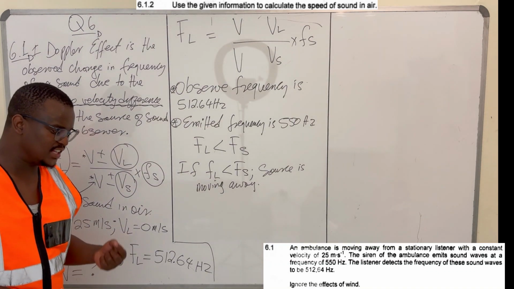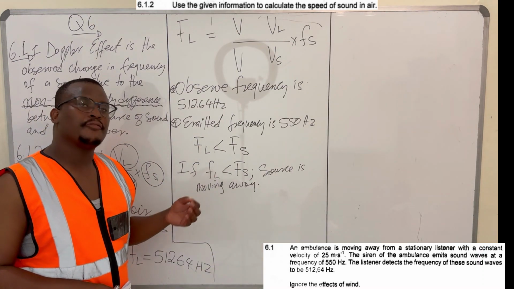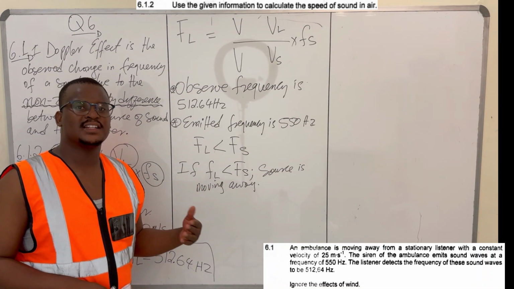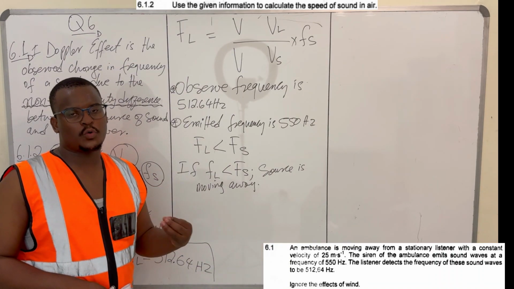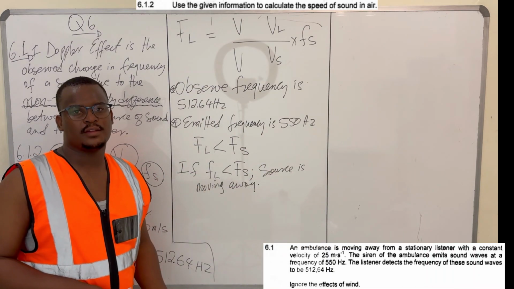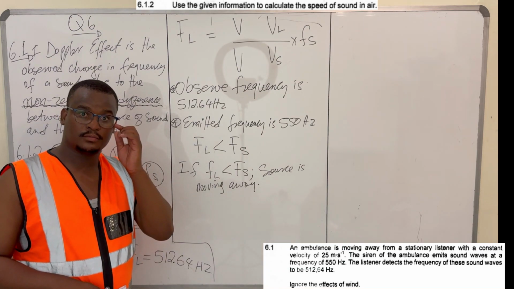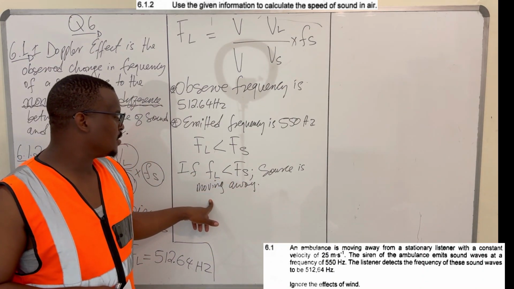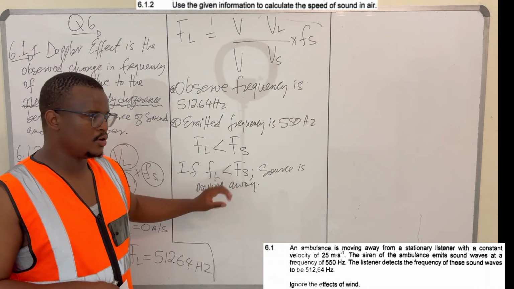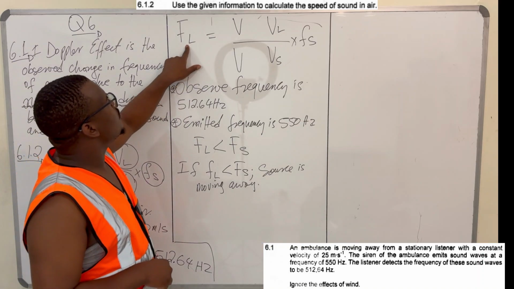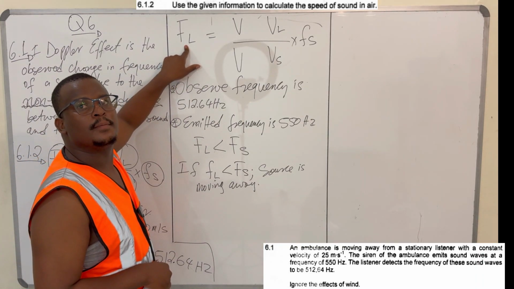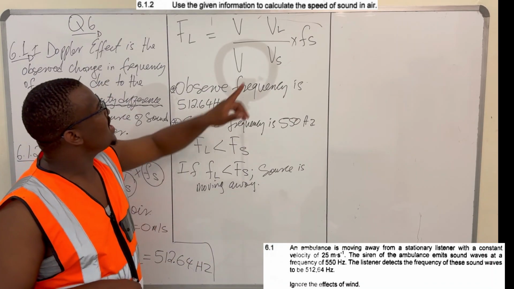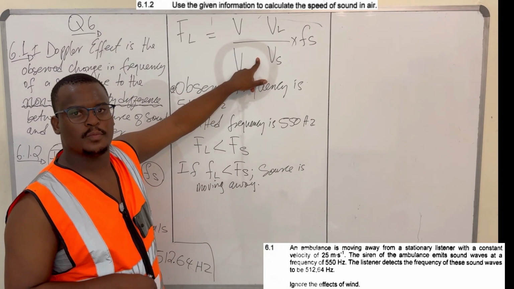How do you decide if the vehicle is moving away or towards the listener? You compare the frequency of the listener and the frequency of the source. In this case, the detected frequency, the frequency of the listener, is smaller than the frequency of the source. That means the ambulance is moving away from our friend. So the source is moving away from the observer or the listener. Then we know the frequency of the listener is smaller than the source. So what do we do now? Here we must have plus or minus, and even here we must have plus or minus.